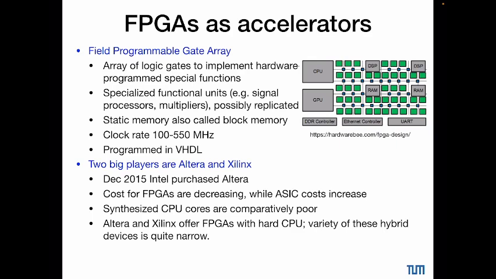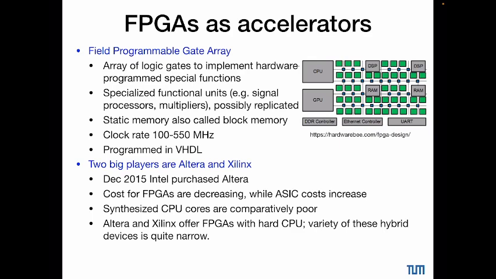So there are two big players, Altera and Xilinx. Altera was purchased by Intel, and the cost for FPGAs is decreasing while the cost for ASICs is increasing because the denser process implementation requires more careful work, other materials and so on, and so that makes the cost for developing an application-specific integrated circuit much higher.